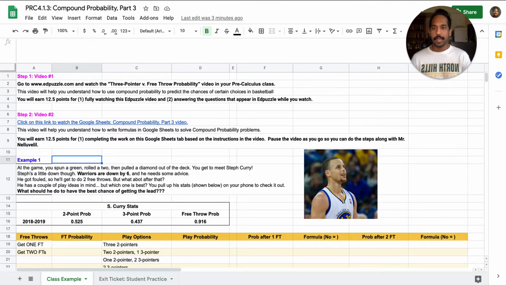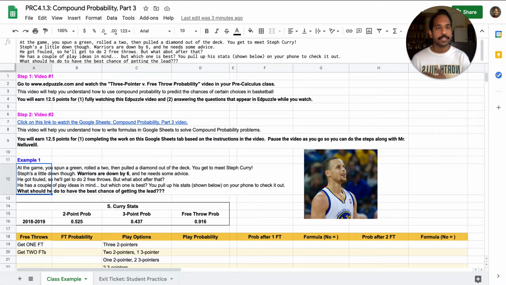Here, for example, last class we looked at being able to meet Steph Curry if you drew all these things, and at the game you spun a green, rolled a two, and then picked a diamond out of the deck. You get to meet Steph Curry, but Steph's a little down. Warriors are down by 6, and you need some advice on what to do next.